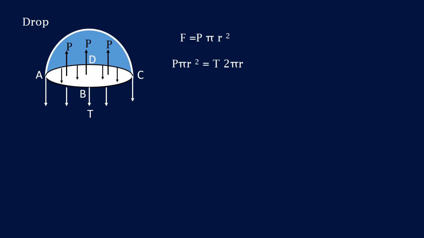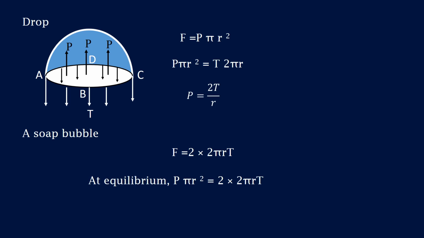A soap bubble has two liquid surfaces in contact with air, one on the inside of the bubble and the other on the outside. Therefore, the force due to surface tension is 2 times 2 pi r into T. At equilibrium, P pi r squared is equal to 2 times 2 pi r T. Therefore, P is equal to 4T upon R.